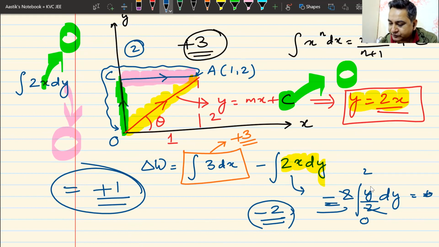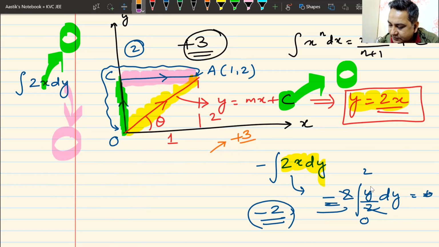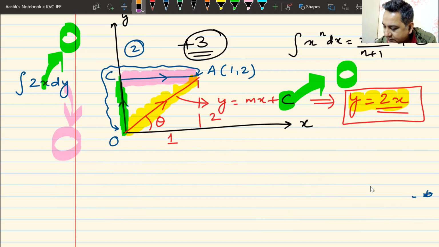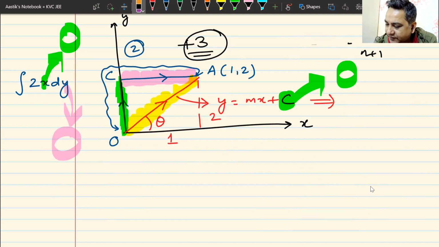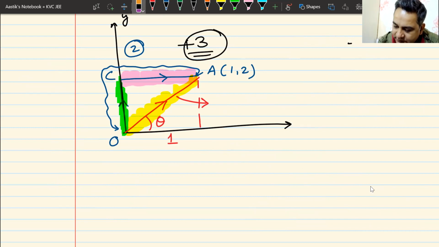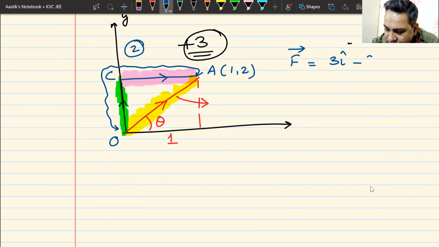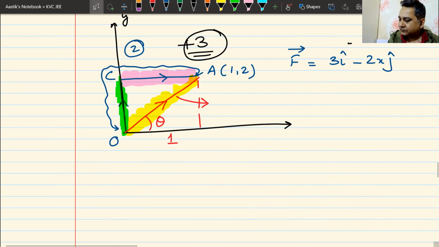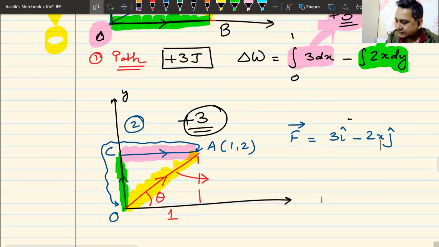So what I'll do is I'll rub this out. Everything goes away from here, and this thing also goes away. And I have this question now. The force that we have is, vectorially, 3i minus 2xj. Yes, that was the force.